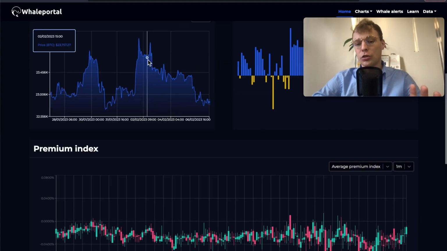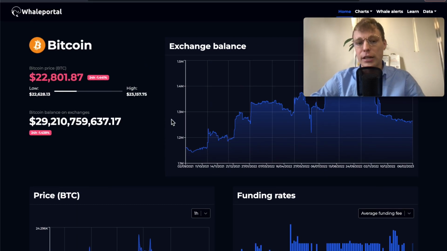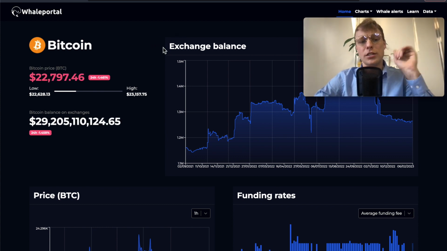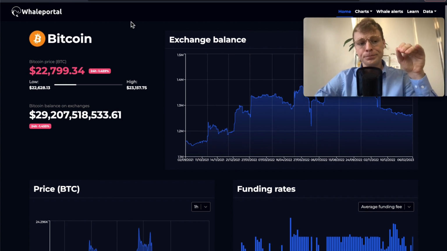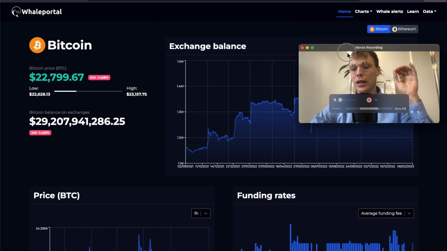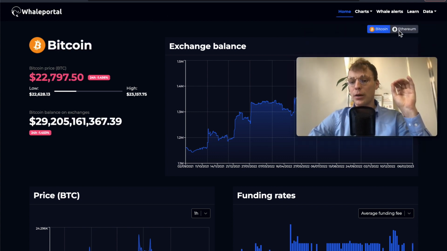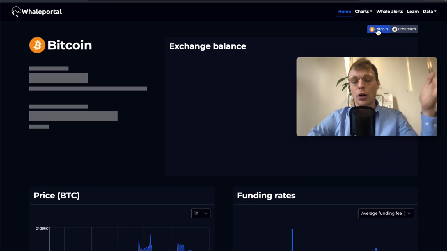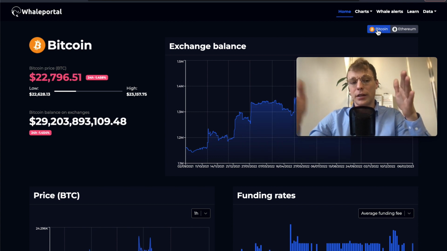So I'm going to start with explaining the dashboard right here, and later on we will go into these different pages of the website. First of all, this is the homepage, whaleportal.com. Right here you can see the ticker. We have Bitcoin, but it is also possible to flip to Ethereum. So right here we can click on Ethereum and it will flip to Ethereum. Right now you can basically only analyze Bitcoin and Ethereum.